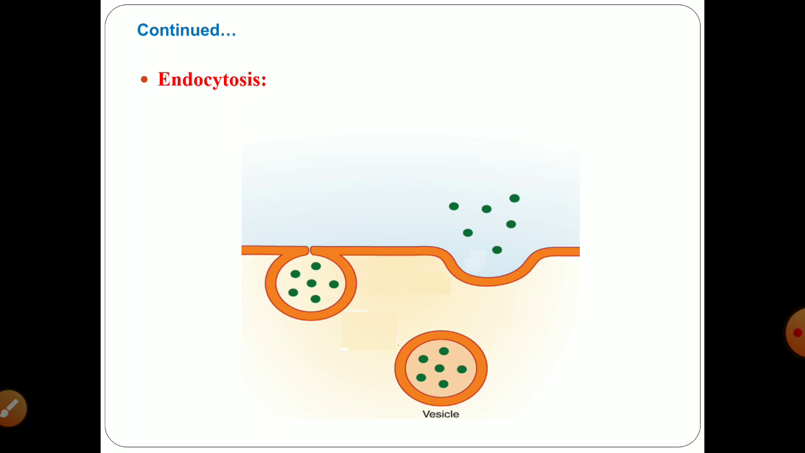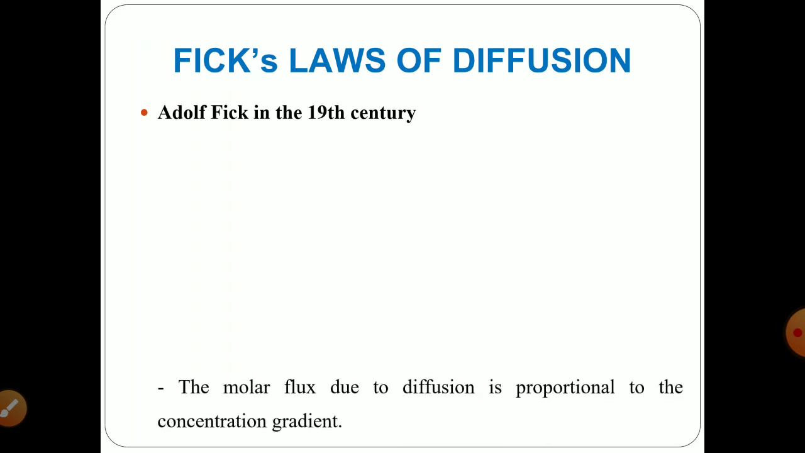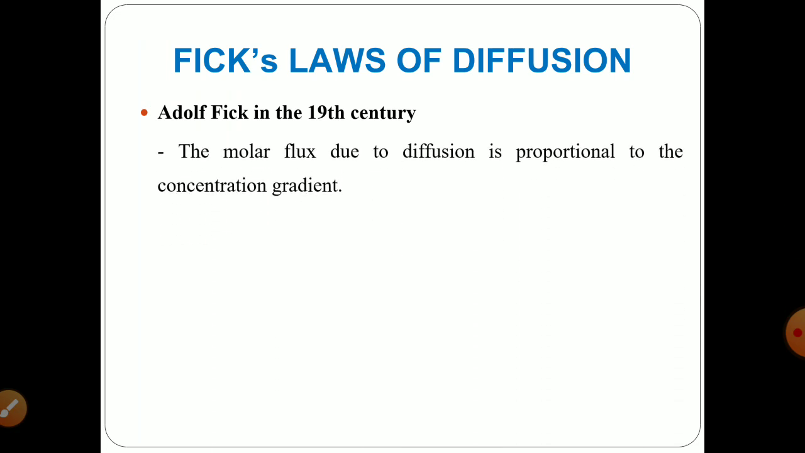So in the figure, the green dots are your extracellular materials. These extracellular materials are now covered with the segment, which results in formation of a vesicle and thus facilitates transport. So the outcomes of the diffusion process were studied by the scientist Adolf Fick in the 19th century. Fick says that the molar flux due to diffusion is proportional to the concentration gradient, as the concentration gradient has an impact on the process of diffusion.